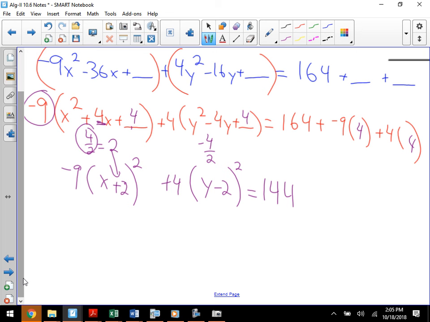We completed the square here to get this, to get y minus 2 squared. The negative 9 just comes onto the right. Now what do we do? Now you divide everything by 144.